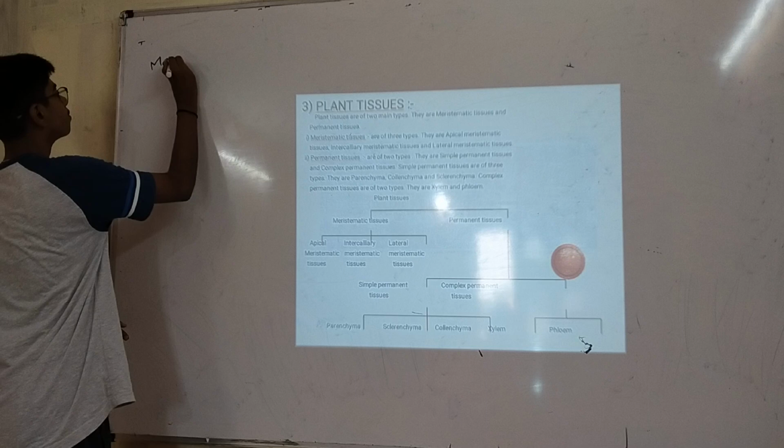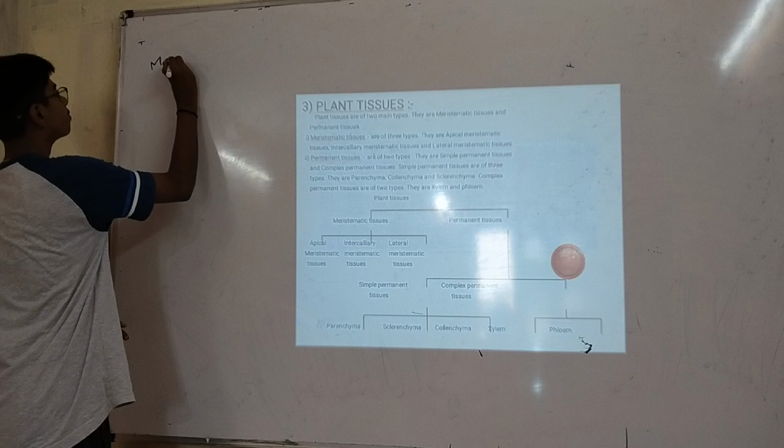So we learn about complex permanent tissues. What are complex permanent tissues? They are made up of more than one type of cell. There are two types of complex tissues: one is xylem and the other is phloem. They are called vascular conducting tissues. So we will learn what xylem is. Xylem consists of tracheids, vessels, xylem parenchyma and xylem fibers. The tracheids and vessels help in transport of water and minerals from roots to all parts of the plant. Xylem parenchyma stores food and fibers help in support.